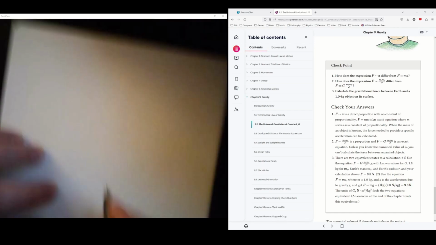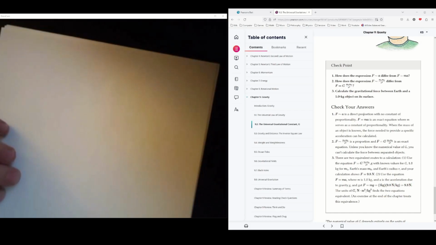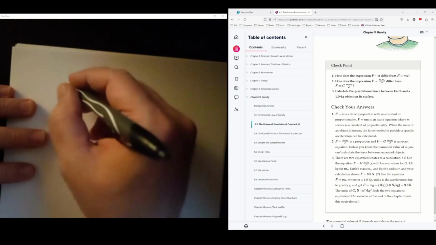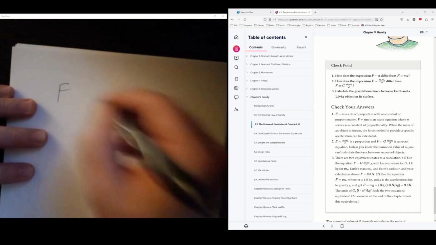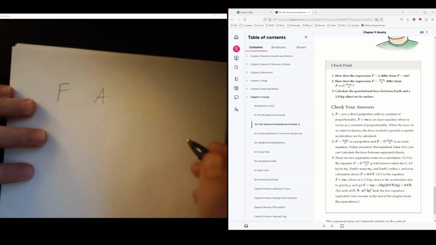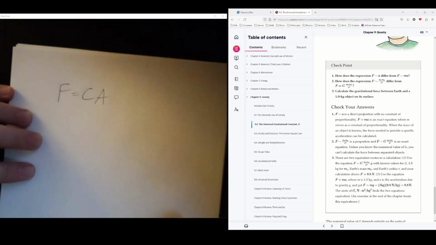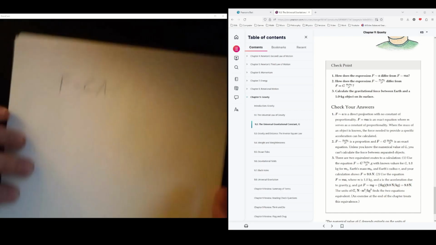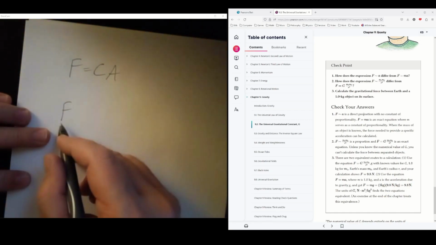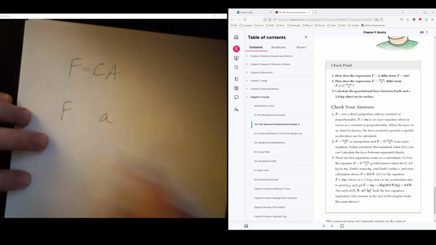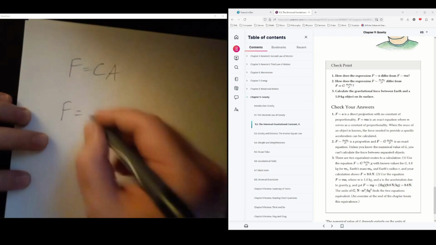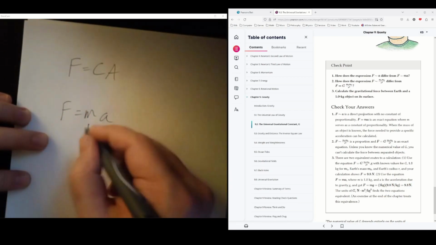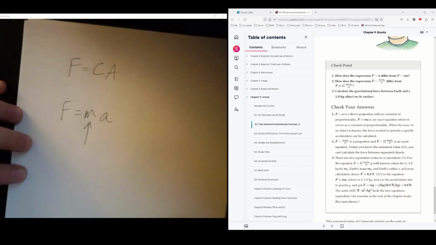Proportion means, so because they ask a little bit about proportion. Proportion simply means that you have something related to something else simply by some constant. That's what proportion means. So if I have force and I have acceleration, these are proportional if there's only a constant that's different between them.